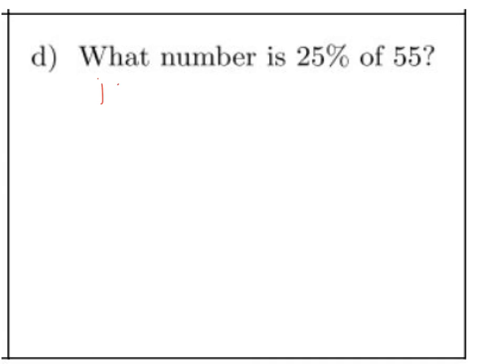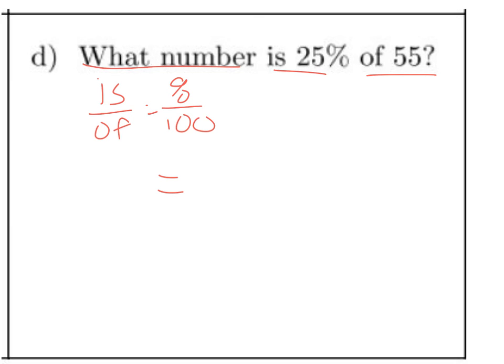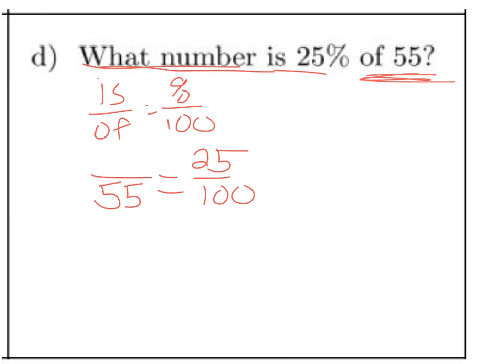Again, if we're going to look at the is over of equaling the percent over 100, what number is 25% of 55? So when we start plugging this stuff in, we always know the percent goes over 100. Right here is telling us of 55. And then if we look at this problem, it's saying what number is. So we don't know what is. So we're going to make it x.